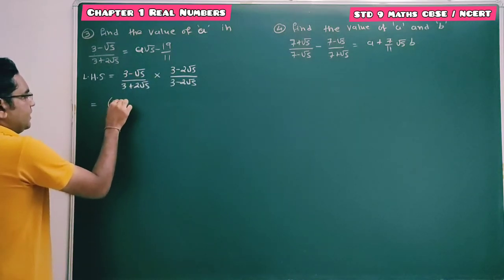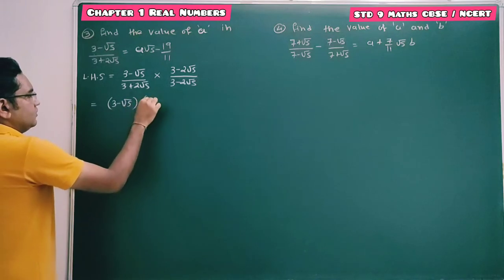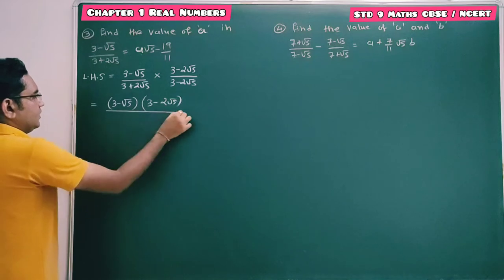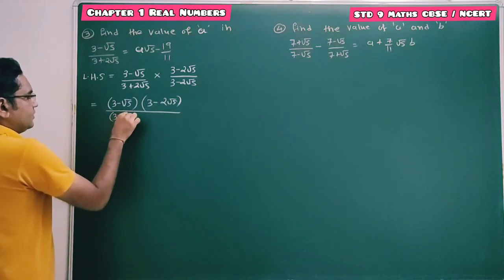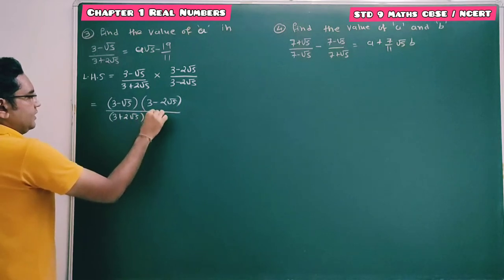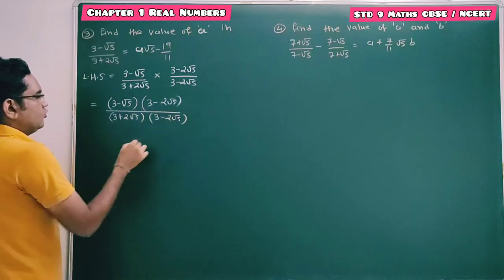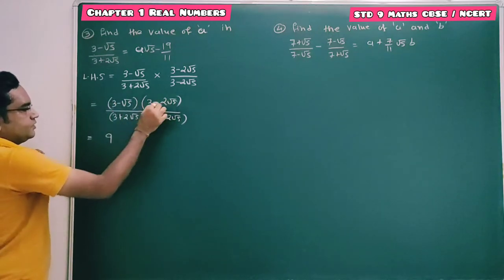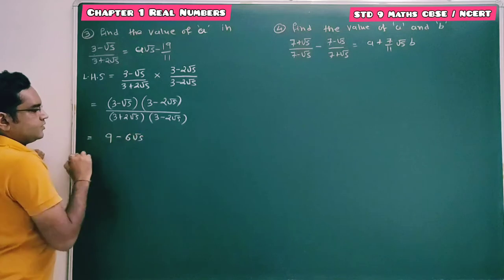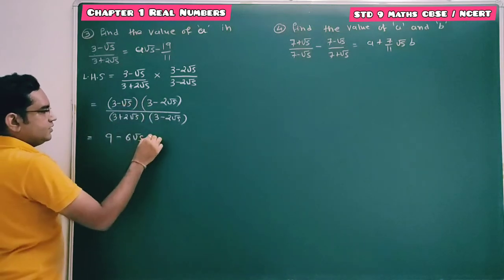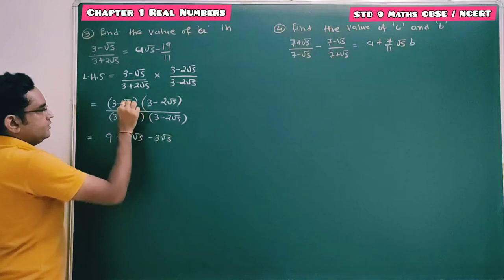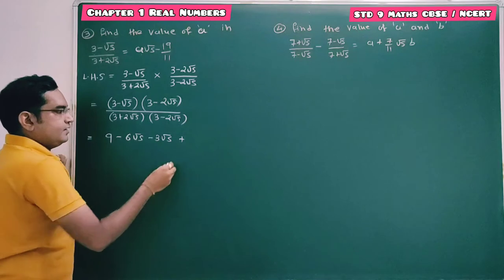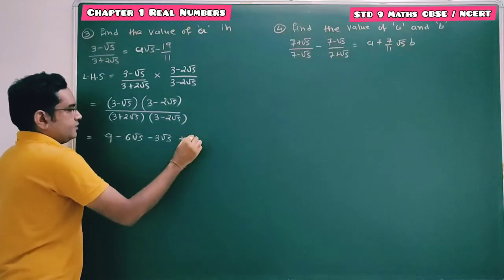So it's (3 minus root 5) into (3 minus 2 root 5), and here we have (3 plus 2 root 5) and (3 minus 2 root 5). Done. So expansion: 3 3s are 9, 3 2s are 6, so 6 root 5, minus root 5 into 3, so it's minus 3 root 5, and again minus minus plus, root 5 into root 5 is 5, 5 into 2, so it's 10.